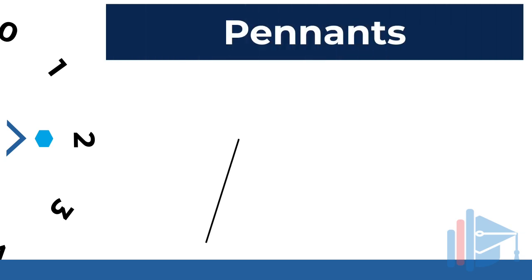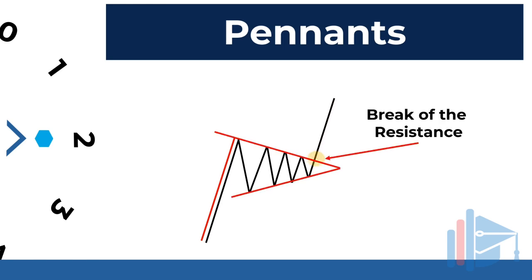Pennants are similar to flags, with one key difference: the shape of the consolidation. Instead of parallel lines, the support and resistance lines of a pennant converge, forming a triangular shape as the range tightens.